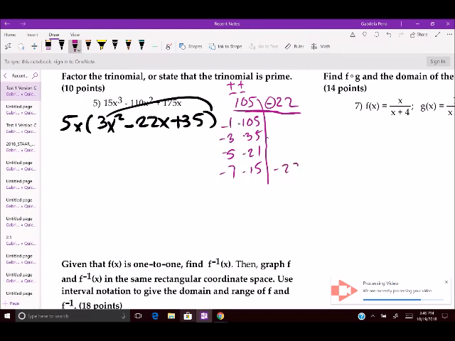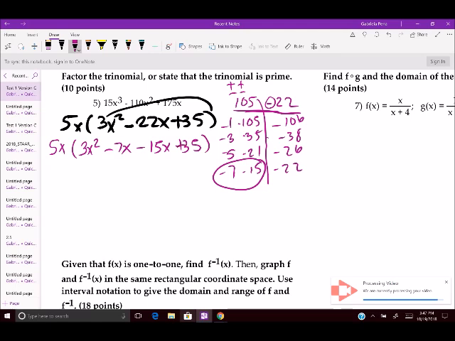So I get -1 and -105, -3 and -35, -5 and -21, and -7 and -15. So the ones that give me a negative 22 are these two: -7 and -15. So when I come back over here, that is 3x squared. Remember, we bring down our first number, put the two numbers here that gave you that negative 22, and the last number. So the first and the last number come straight down.